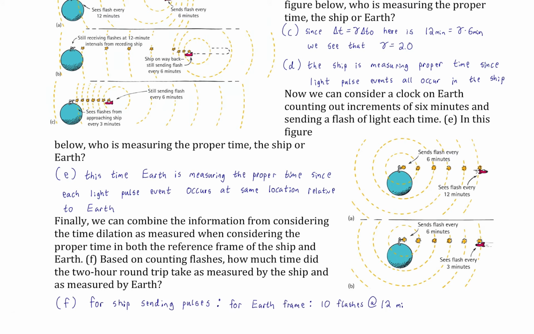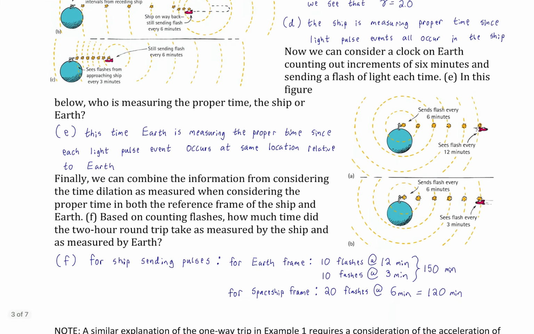So for the ship sending pulses, for the Earth frame, we have 10 flashes at 12 minutes, and then we have 10 flashes at 3 minutes, right? So of the 20 flashes that were sent by the ship, all were sent at 6-minute increments apart as measured by the ship. 10 of them were received at Earth with 12-minute increments. 10 of them were received by Earth with 3-minute increments. When you sum up all those minutes, you get 150 minutes. On the other hand, in the ship's reference frame, there are just 20 flashes and they're all 6 minutes apart, so there's only 120 minutes.